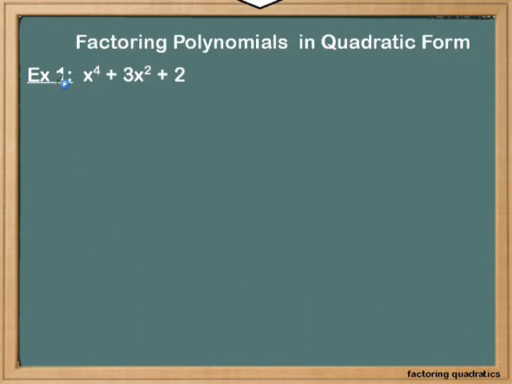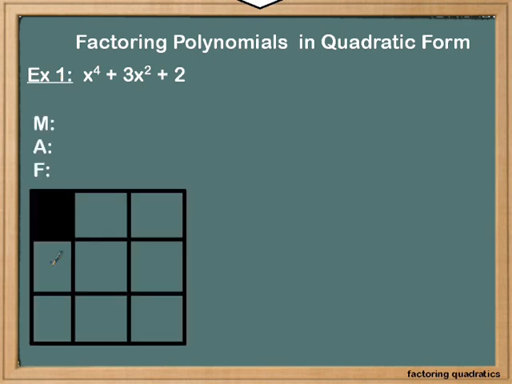I have a trinomial, so I'm going to use my MAF box. My master product is 2 times 1 or 2. And my added, notice, is 3x squared. That's a little bit different for us. So we are going to find factors of 2, and of course we only have 2 of them, the 1 and the 2. And those will both be x squared since I have to come up with 3x squared. Watch how this works out for us.